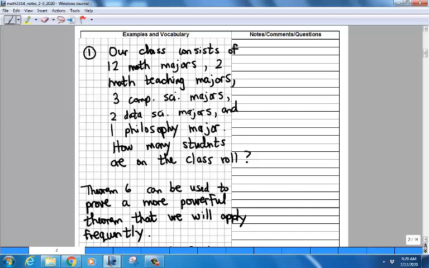let's make the problem a little bit more detailed here. Suppose that we have the majors segregated. So the 12 math majors are in one room, and the 2 math teaching majors are in a separate room, and so forth. The computer science majors are in another room, isolated. So we have broken out all of the different majors into different rooms.